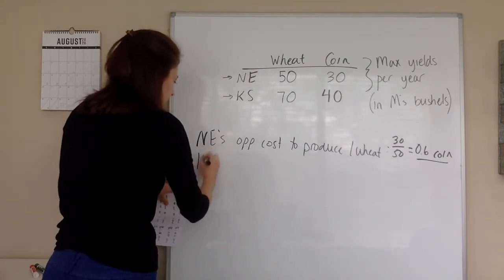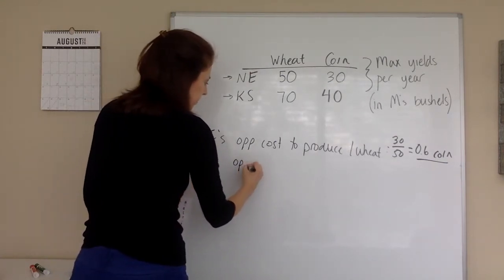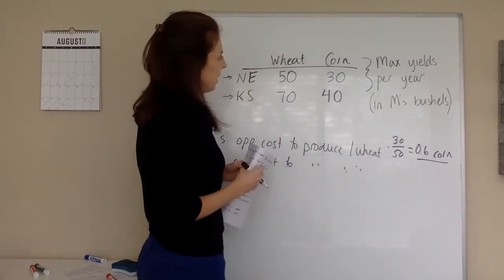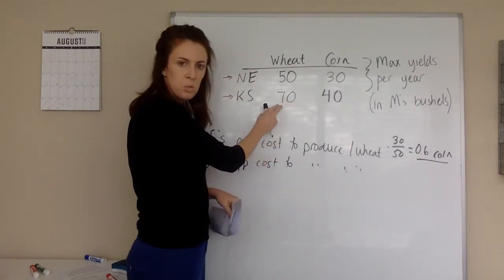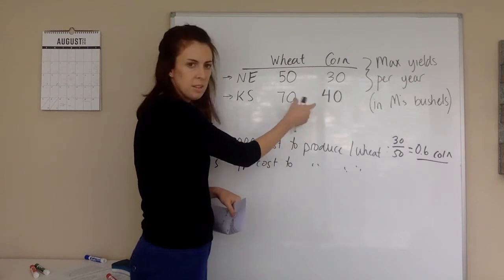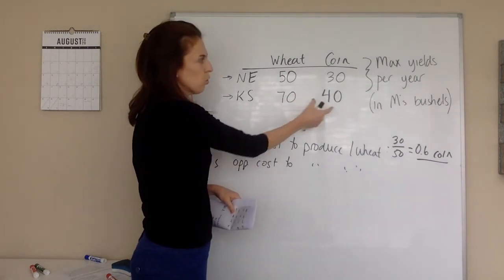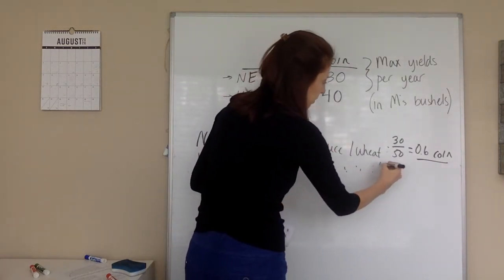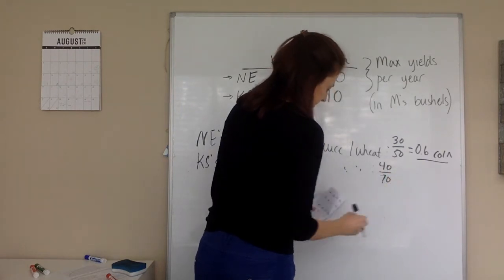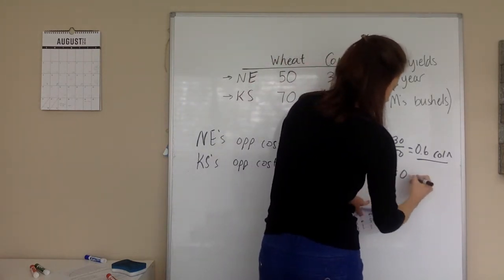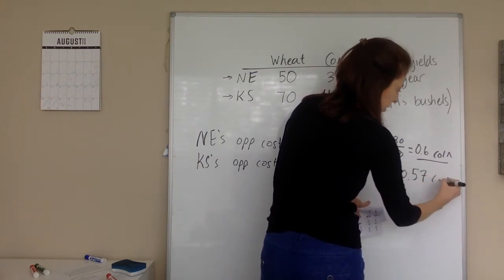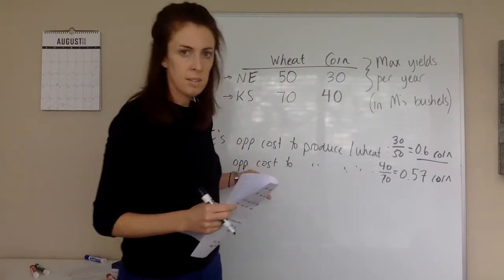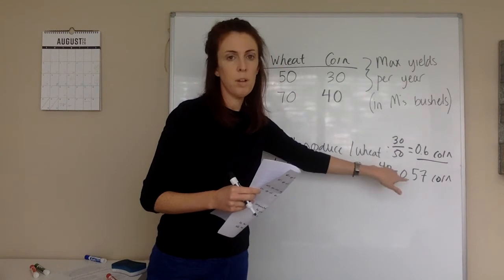So Kansas's opportunity cost to produce 1 wheat. Well, either they're going to make 70 units of wheat, no corn, or 40 units of corn, no wheat. So again, this tells us the trade-off. How many units of corn do they have to forfeit for each 1 unit of wheat they're making? Well, they're going to have to forfeit the equivalent of 40 over 70, which is equal to 0.57 units of corn. So in other words, for every 1 unit of wheat Kansas is making, they're forfeiting producing 0.57 units of corn.